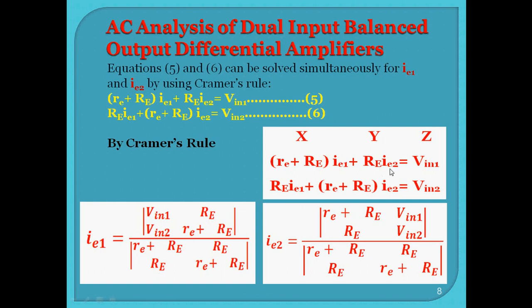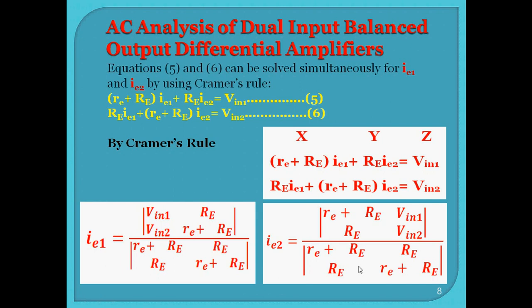Similarly, we want to find out the IE2 parameter. Now, in the numerator determinant we are first writing the coefficients of x and then z. So the coefficients are small re plus capital RE and capital RE in the first row, and in the second row capital RE, and the z, as it is, Vin1 and Vin2. The denominator determinant is the same as before, x coefficients and y coefficients. So now we are finding the equations for IE1 and IE2.